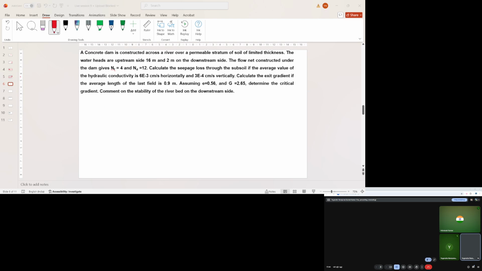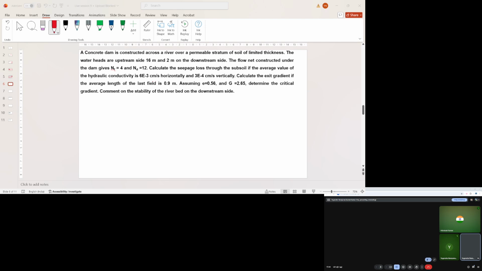So this is the upstream head, and this is the downstream head. What is the upstream head? 16 meters. Downstream head is 2 meters. Understood? So this is the existing one.